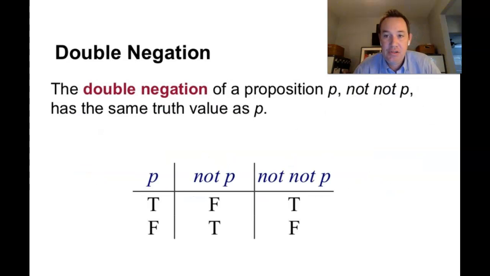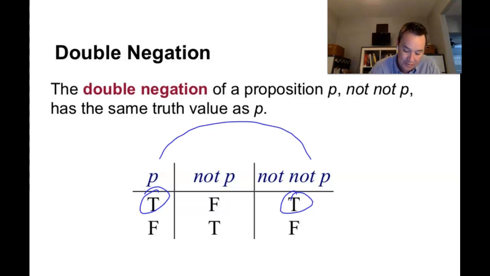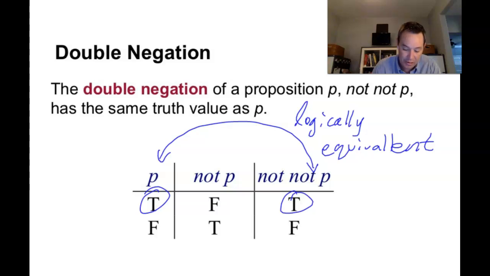Double negation. Double negation is exactly what it sounds like. You're negating the negation, which means the truth value is going to be the opposite of the negation, which now you're back to the truth value of the original proposition. So if P is true, not P is false, and not not P is true again. So we're going to find out that these two are called logically equivalent because they have the same truth values at the same time. Meaning when P is true, not not P is true, and when P is false, not not P is false.